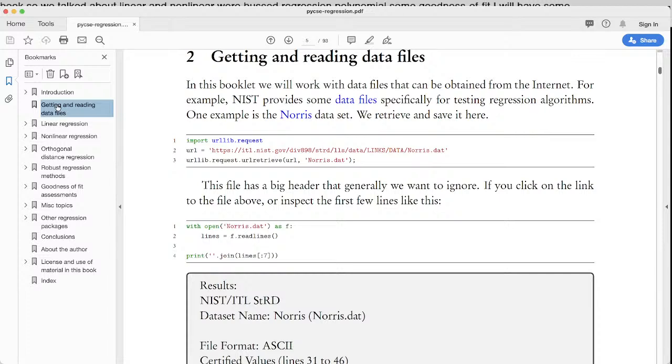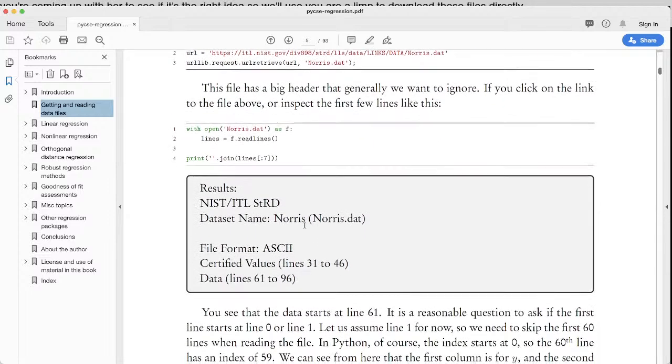So the first thing we do is talk about how to get the data. We use a lot of the data files that are provided by NIST for testing regression algorithms. And they're interesting data files that are challenging to fit in some ways. But most importantly, NIST has declared what the right values are, and you can use those values to test any algorithm you're coming up with to see if it's the right idea. So we use urllib to download these files directly from NIST so that we get files that have all the data in them.